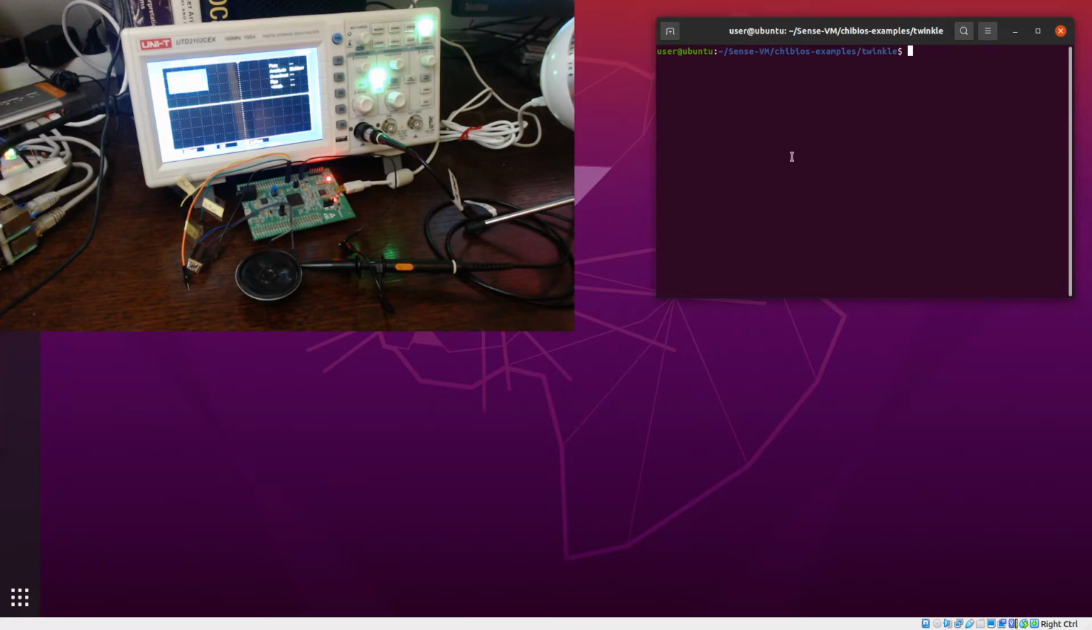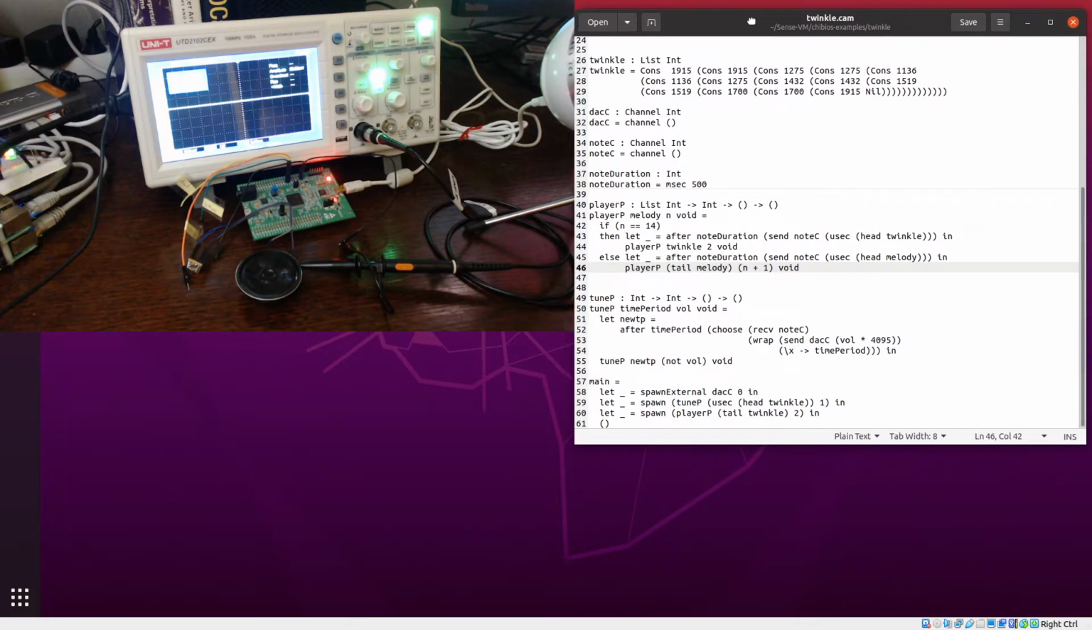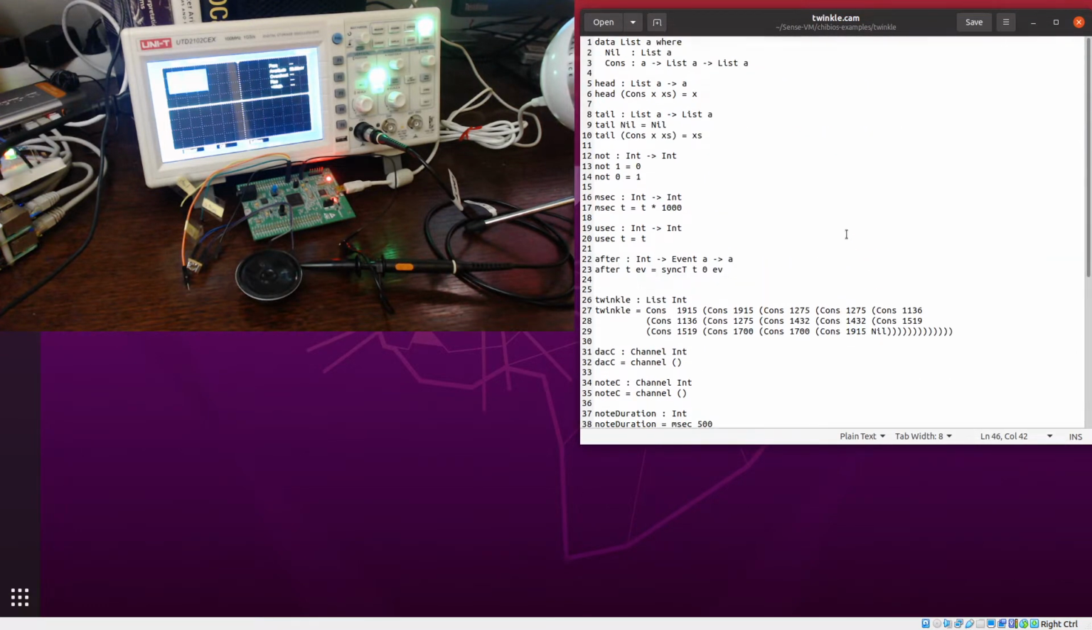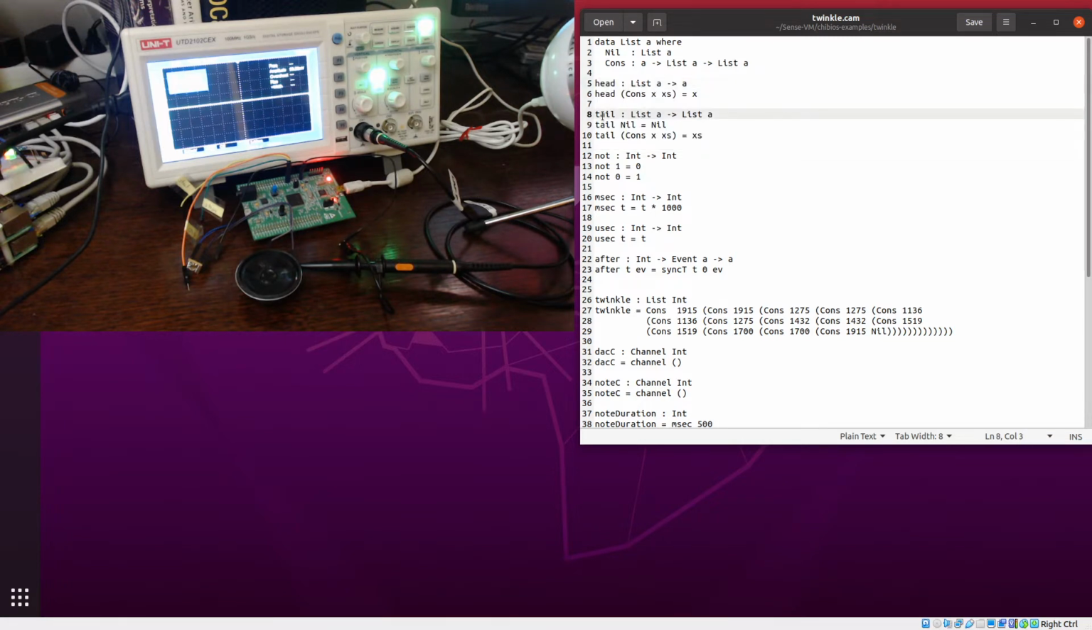So let's jump into the software and open the source code. I'll move it to the side here, like so. This program starts out by defining a data structure for representing lists, then head and tail defined on those lists. That is, give me the first element, head, or give me all the elements except for the head, the tail. Then we have a not function defined on the integers, which given a 1 gives you a 0, and if you give it a 0, it gives you 1.